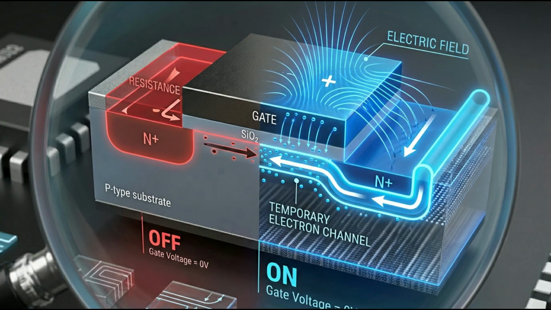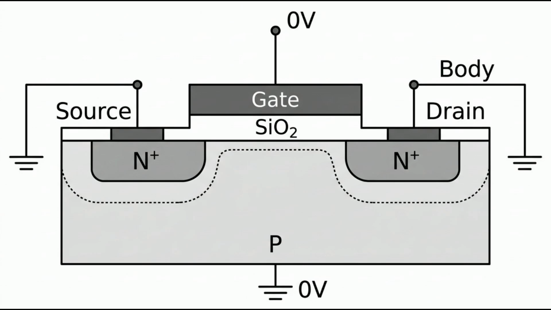How does it actually work inside? When you apply enough positive voltage to the gate of an N-channel enhancement MOSFET, it creates an electric field that attracts electrons and forms a temporary channel of negative charge carriers between the drain and source. This channel acts like a low-resistance pipe, letting current flow freely. Remove the gate voltage and the channel disappears, turning the MOSFET off like opening a switch.